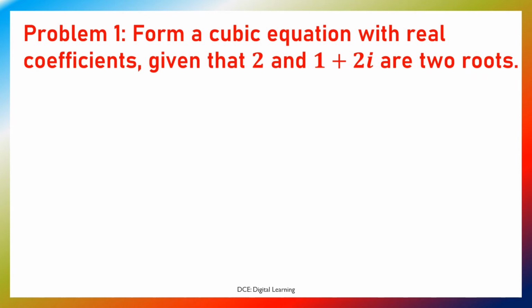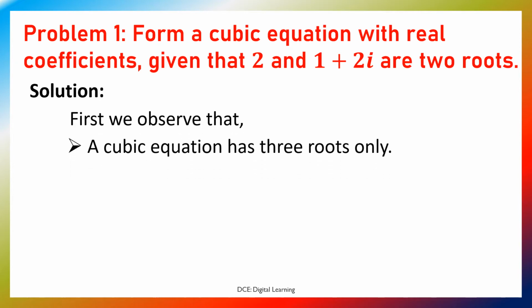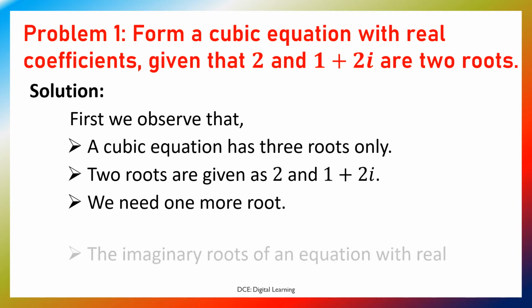Let's move to problems. Problem 1. Form a cubic equation with real coefficients given that 2 and 1 plus 2i are two roots. Solution. First we observe that a cubic equation has three roots. Two roots are given as 2 and 1 plus 2i. We need one more root.